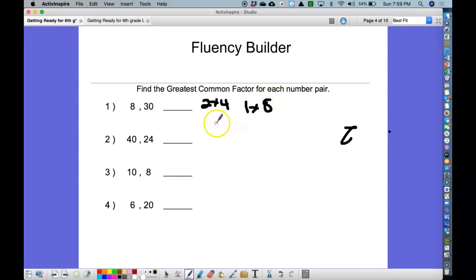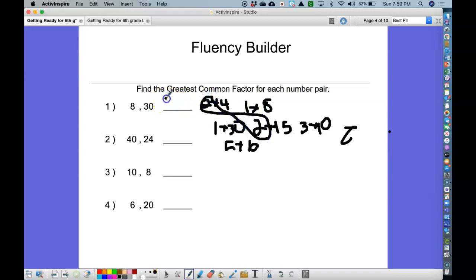And what are the ways that I can make 30? I can make 30 by doing 1 times 30. I can make 30 by doing 2 times 15. I can make 30 by doing 3 times 10. Sorry for the messy handwriting because I'm using my mouse. I can make 30 doing 4. Nope. But I can do 5 times 6. And that's the end. Now they want to know the biggest one that matches. So my biggest one that matches here looks like it's going to be 2. And that is what a greatest common factor is.